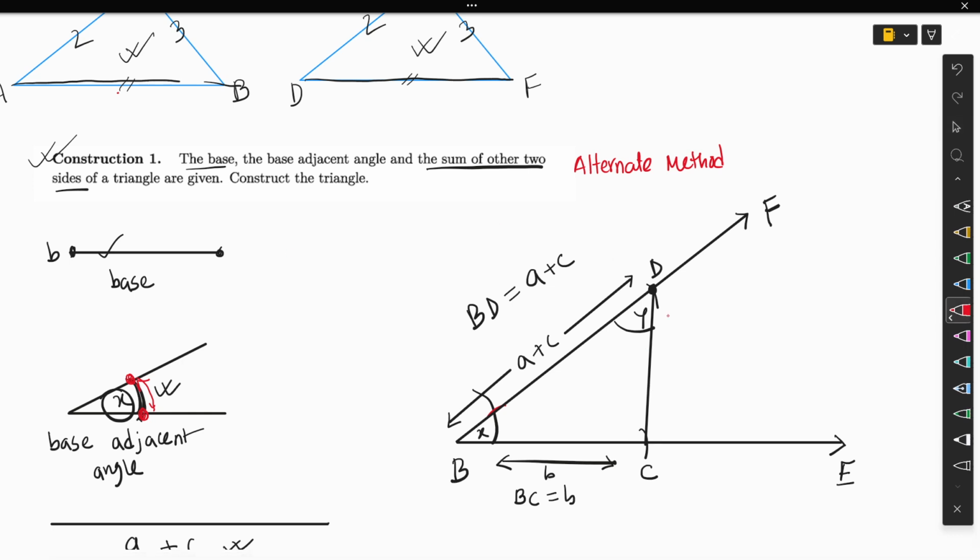First we have to take more than half of DC and cut an arc at this side and another side, and we'll do the same thing using this side, this side, this side.